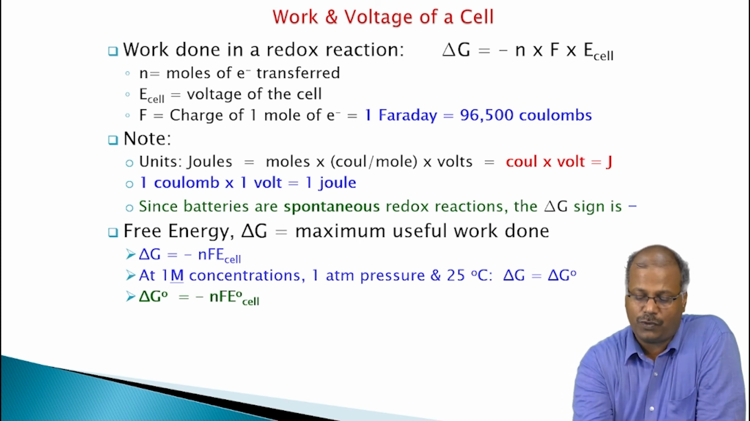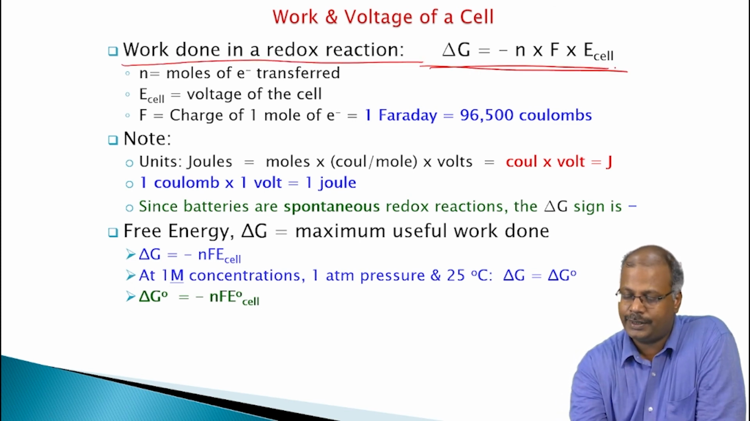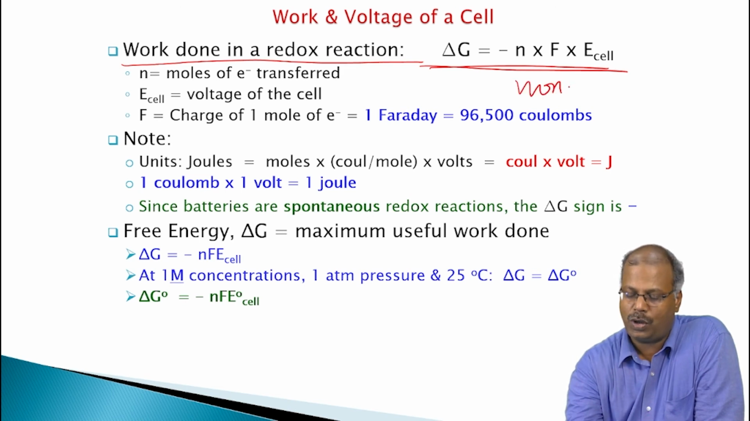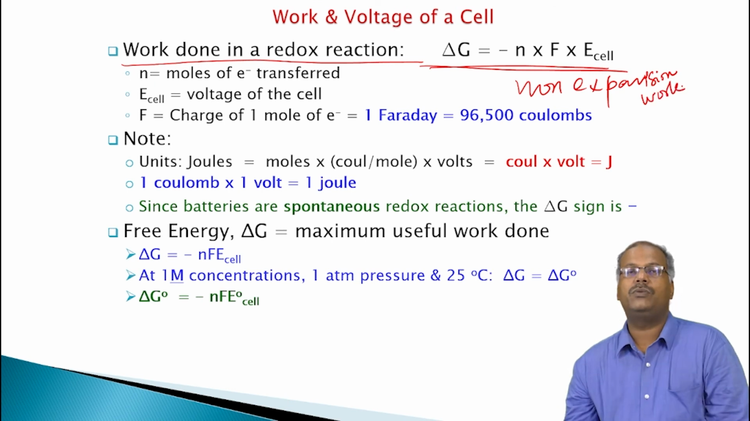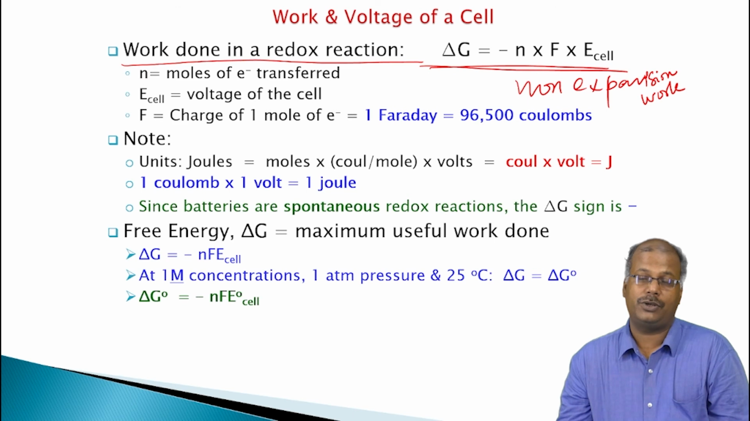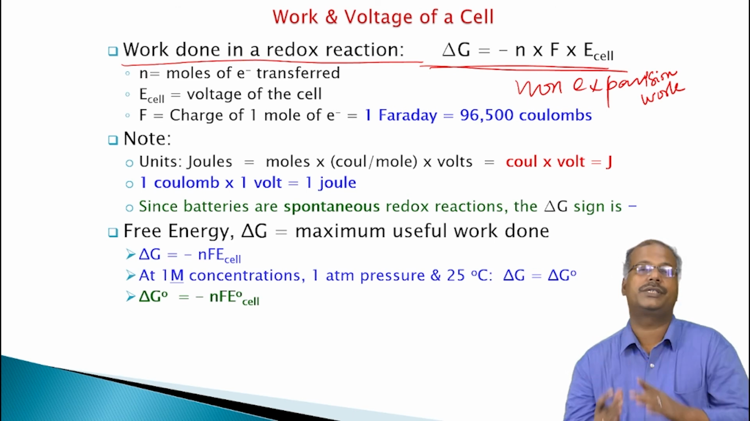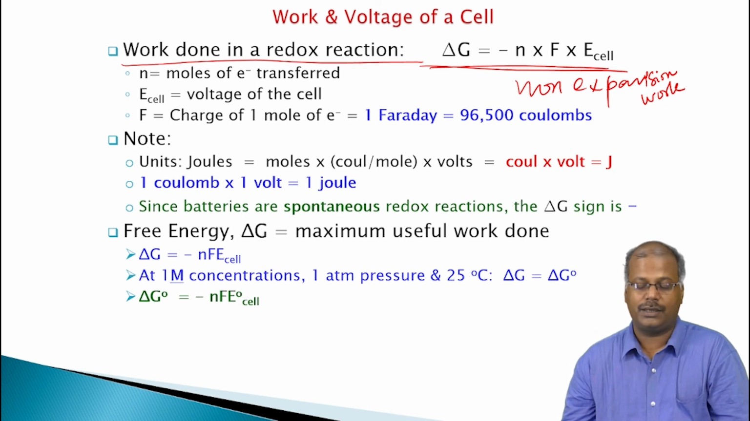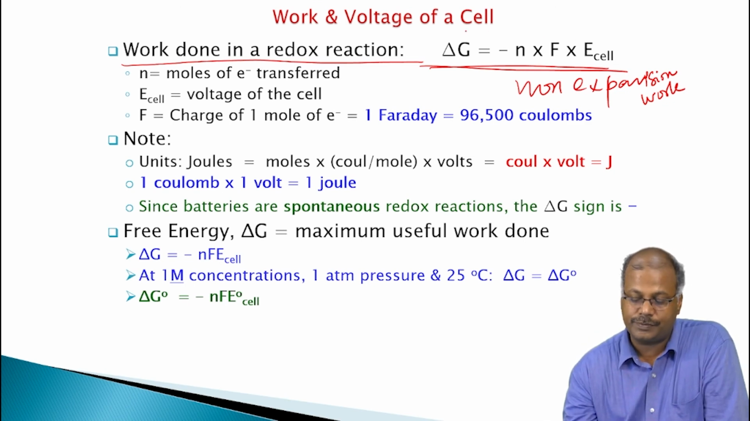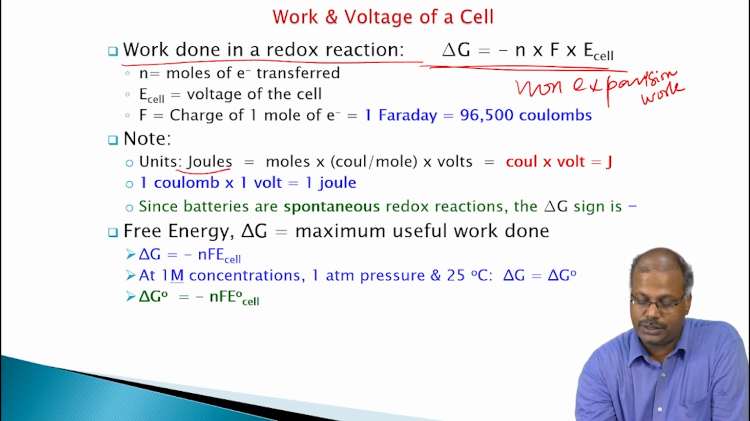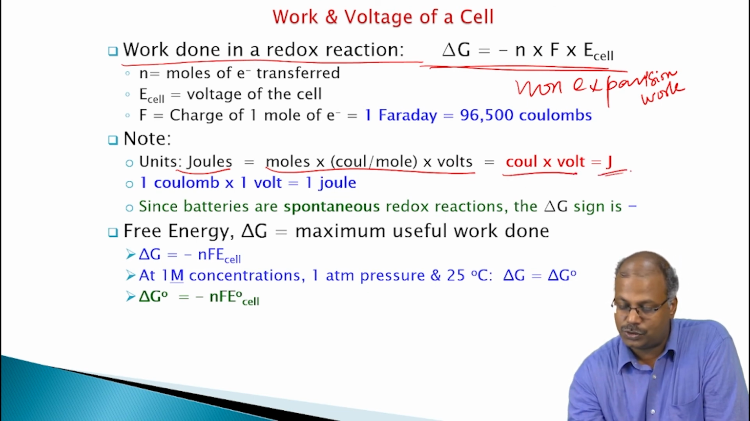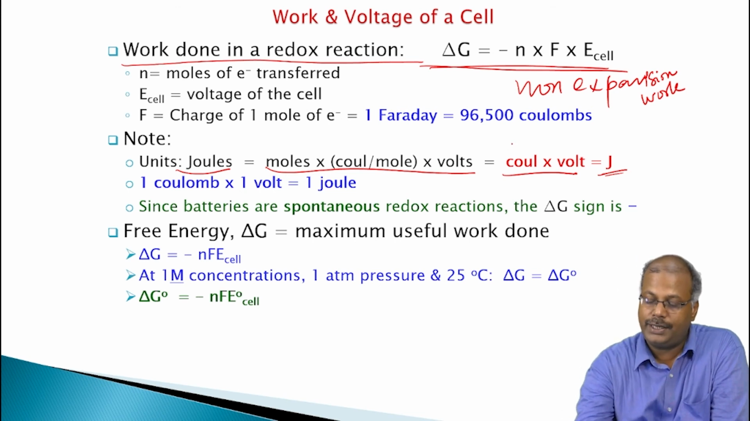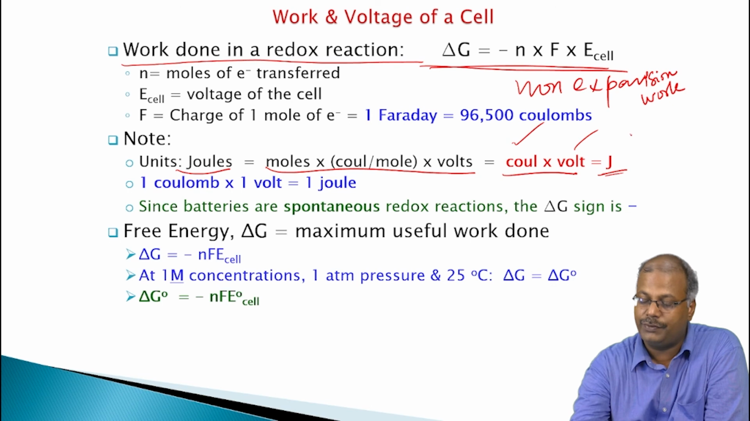So we have seen in a short form, work done in a redox reaction is given by this. This is a maximum non-expansive work according to thermodynamics. Okay. So non-expansion work is electrical work. Expansion work we have seen in thermodynamics, like contraction, expansion. Whereas non-expansive work is electrical work, which is coming here in electrochemistry. So units, joules is equal to moles into coulomb per mole into volt. That means coulomb into volt is equal to joule. So when you do problems, 96,500 coulombs into electrode potential in volt will give you the answer in joules.